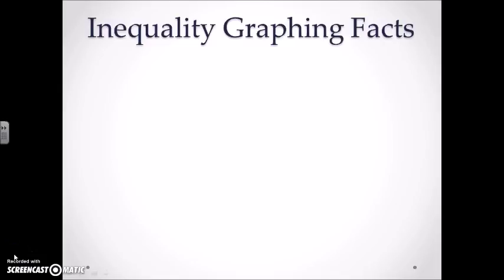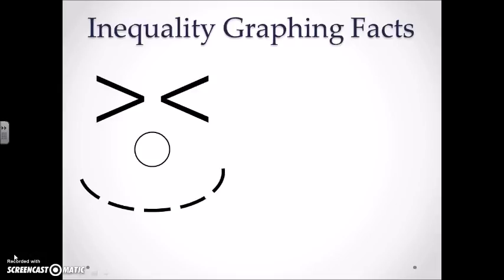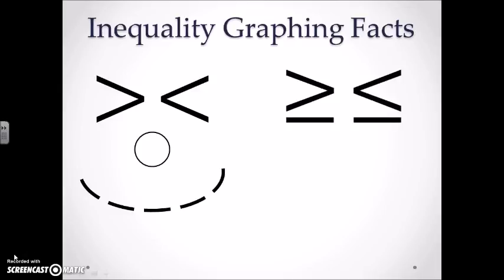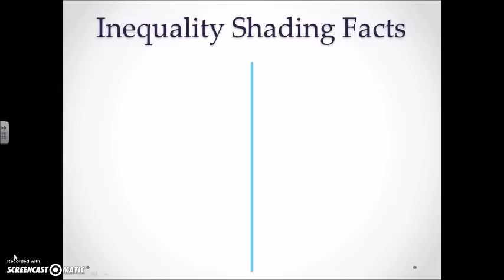Next, we're going to move on to inequality graphing facts. If you have either the greater than symbol or the less than symbol, you are going to be using an open circle when plotting your points, as well as a dashed line, in order to represent that the points are not included. If you have the greater than or equal to symbol or the less than or equal to symbol, you will be using a solid dot to plot your points and a solid line to connect them to show that these are actually included in your equation.